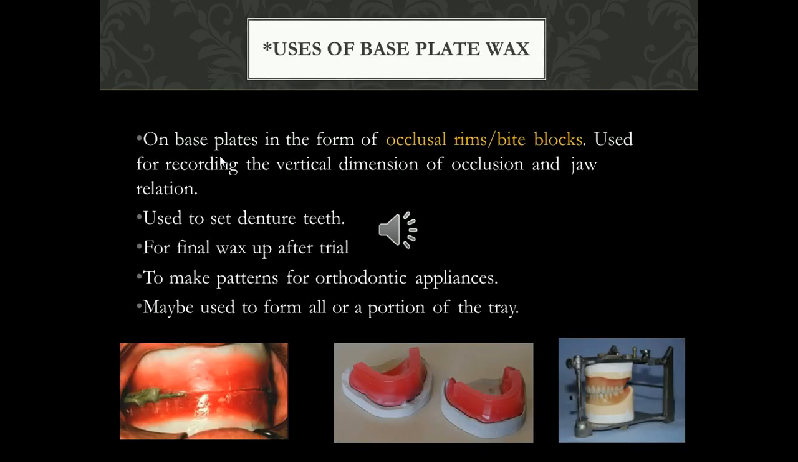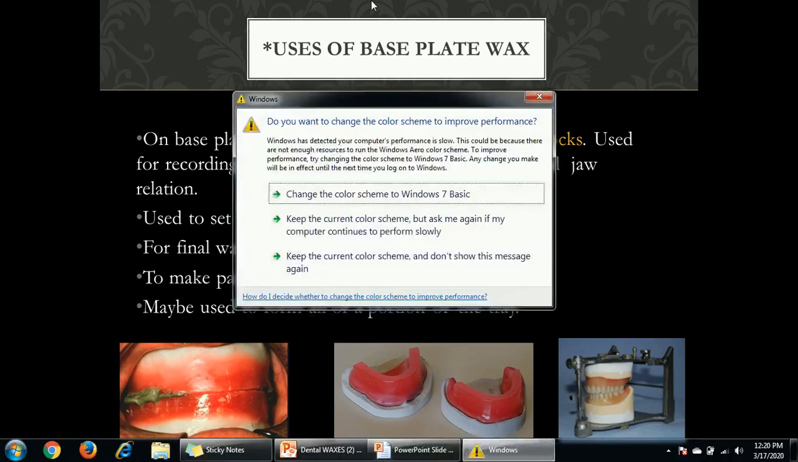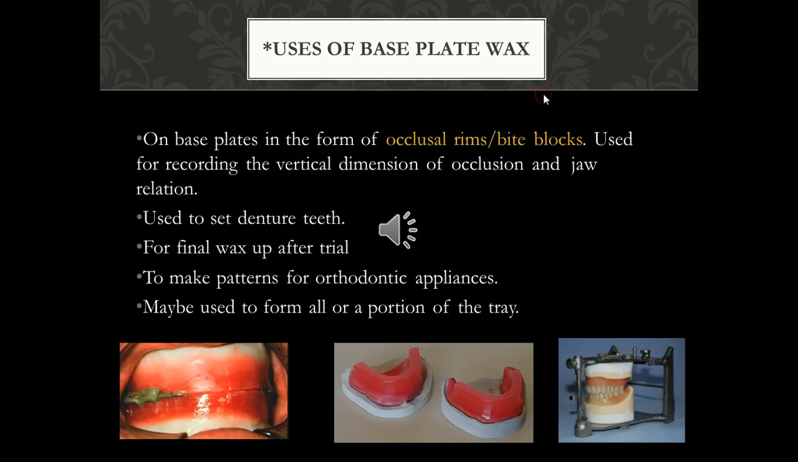Now the uses of base plate wax. Most importantly, it is used to make the base plate of the occlusal rims or wax blocks for recording the vertical dimension of occlusion and jaw relation. So as you can see from the picture, there are two bite blocks of the upper and the lower. And these bite blocks will be used to set the denture or the artificial teeth, and finally they will be articulated onto the articulator, and the maxillomandibular relationship will be established, and all the parameters of occlusion will be determined. It can be used for the final wax up after trial.